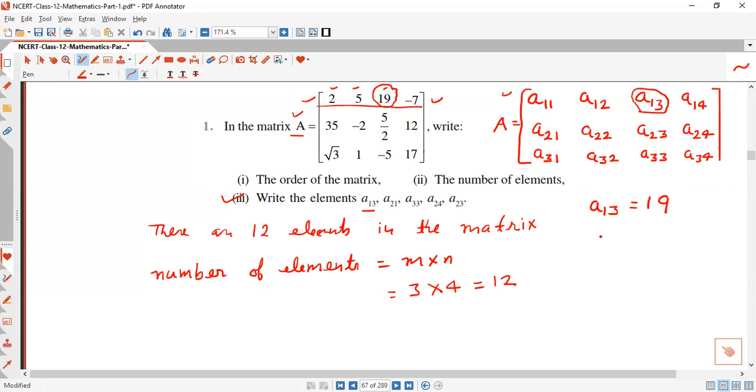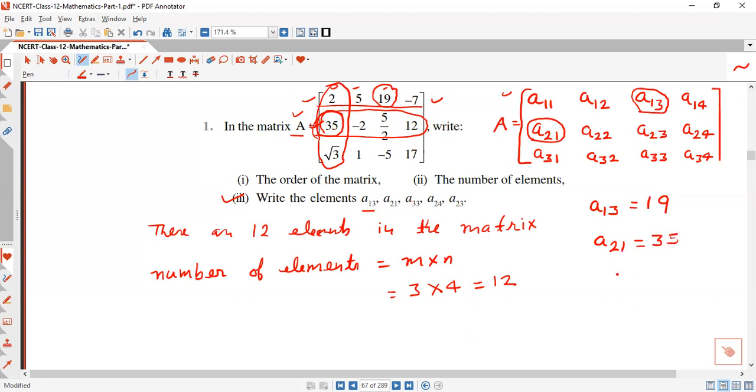Similarly, A21: second row, first column element. This is the second row, A21, this one. We say this is row number 1, this is row number 2. This is the second row. And what is the first column? This is the first column. So look, this element is common to both: the second row, first column element comes out 35.